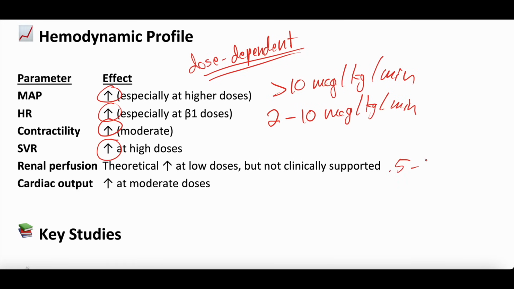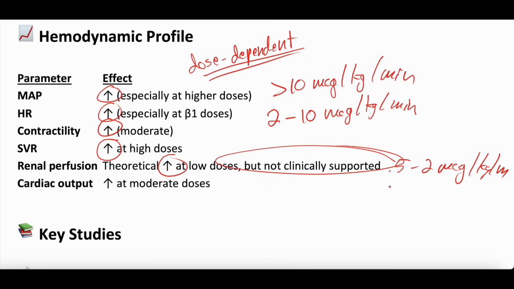At those low doses that we don't recommend anymore, 0.5 to 2 micrograms per kilogram per minute, there's that theoretical increase in renal perfusion, but that is not a real thing. It's not clinically supportive anymore. So hemodynamically, increase SVR and increase MAP at higher doses, increase heart rate and contractility at lower doses.